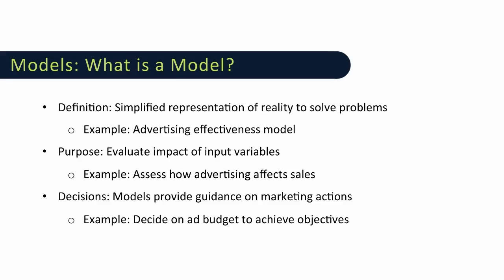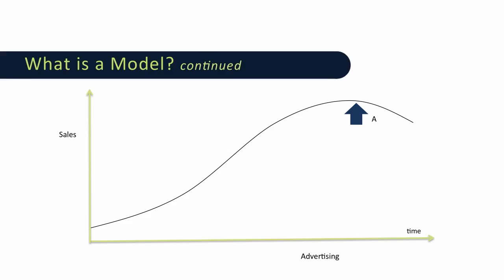We now turn our attention to models and metrics. We can define a model as a simplified representation of reality to solve problems. We simplify reality to make models easier to use. For example, we can examine an advertising effectiveness model. The graph shows that sales revenue increases as we increase advertising spending levels. That should come as no surprise. But we can see that the effectiveness begins to level off once we hit the spending level marked by the letter A. After that point, we actually start to lose revenue.